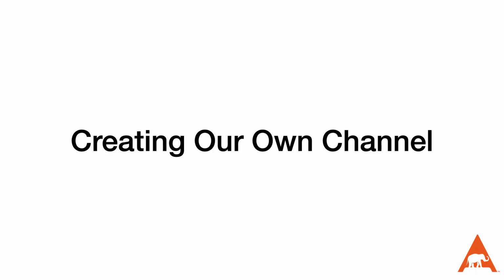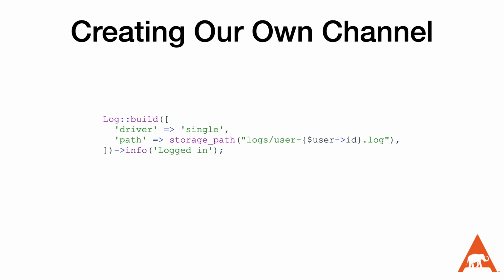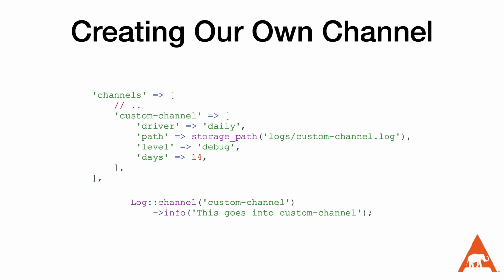A great way to troubleshoot problems in production is actually to create our own channel so we can log information about a specific problem or situation into its own log file to make it easier to troubleshoot. We can create a channel on the fly inside of our code by using the build function. We can also do this inside of the configuration.